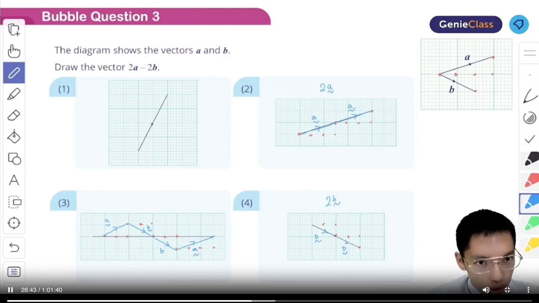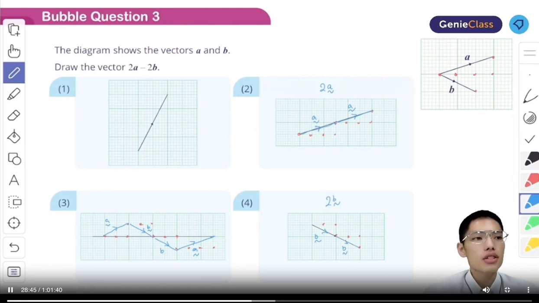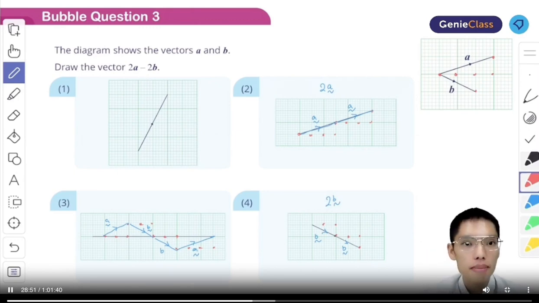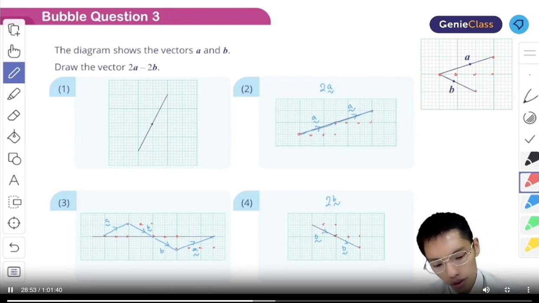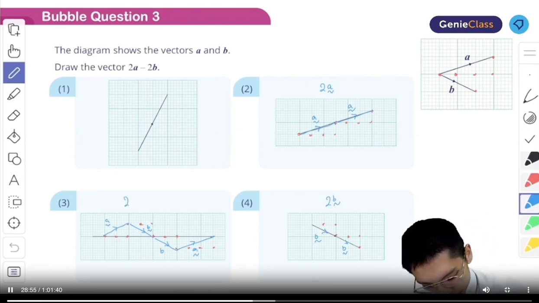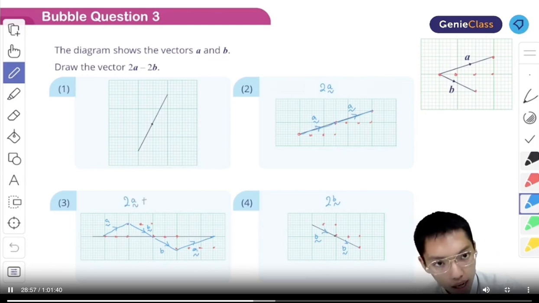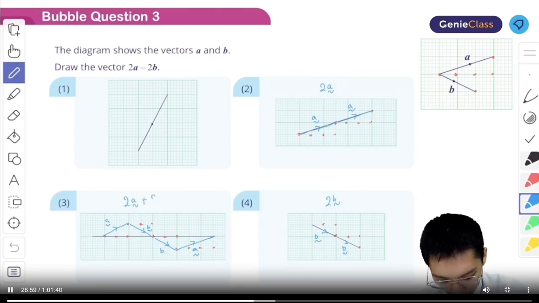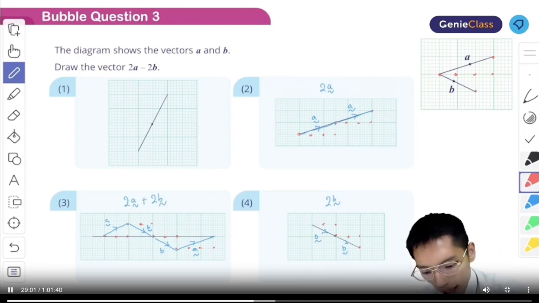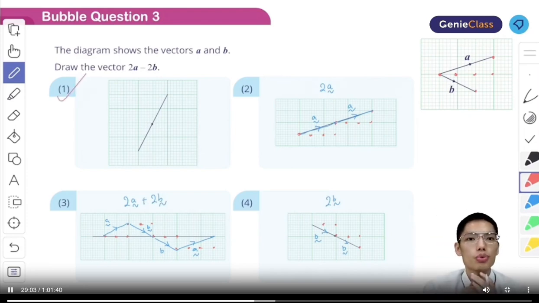You can use that method as well, don't worry about it. It's just different ways of visualizing how the vector is drawn. Yes, that is actually correct. So by elimination, you realize 2a plus 2b is option 1. And how does 1 look like 2a minus 2b?